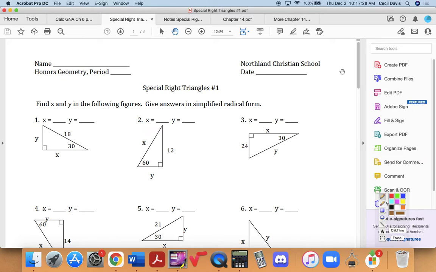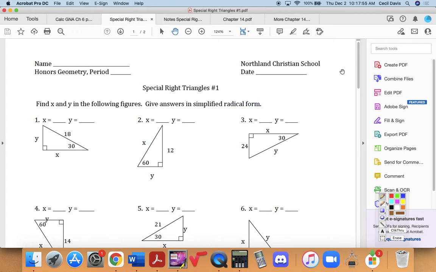Number 9, x is 21 square roots of 3 and y is 42. Number 10, x is 13 square roots of 3 over 2 and y is 39 over 2. Number 11, x is 27 and y is 18 square roots of 3. Number 12, x is 5 and y is 10. Are there any questions on that side?